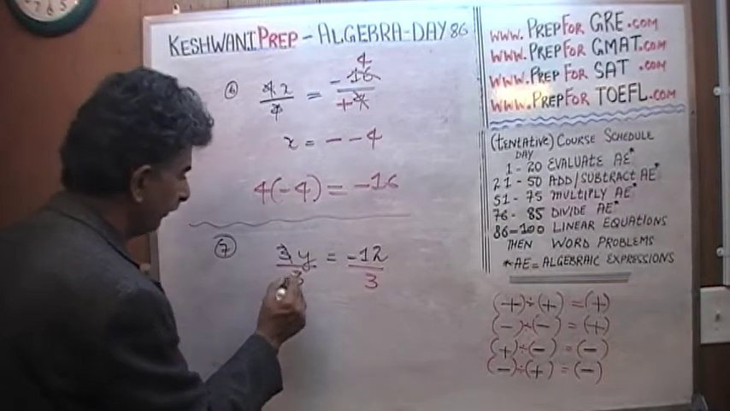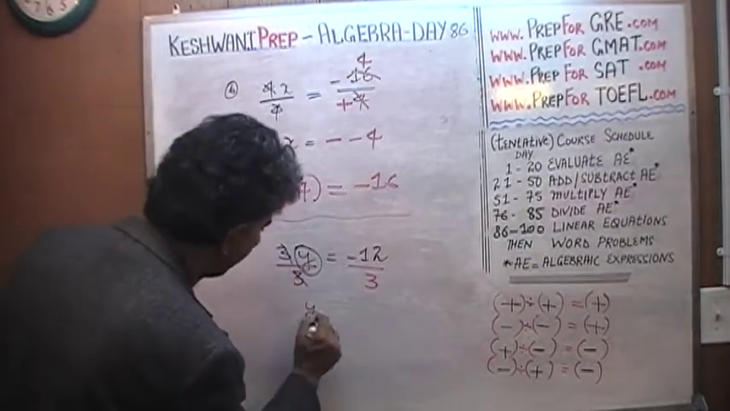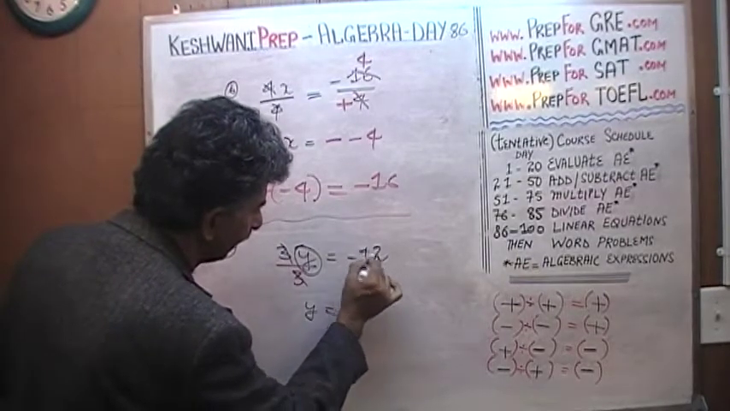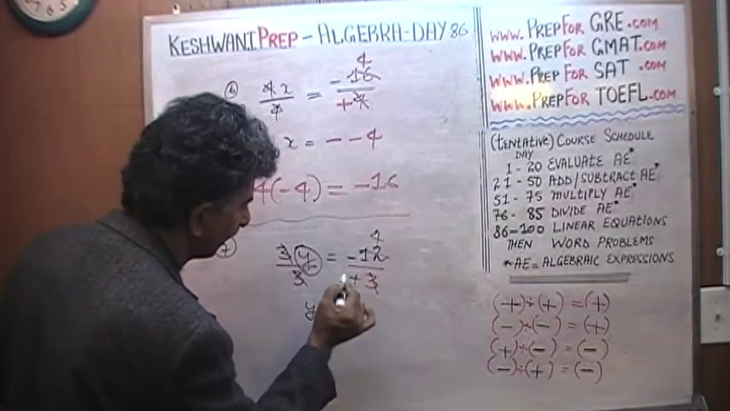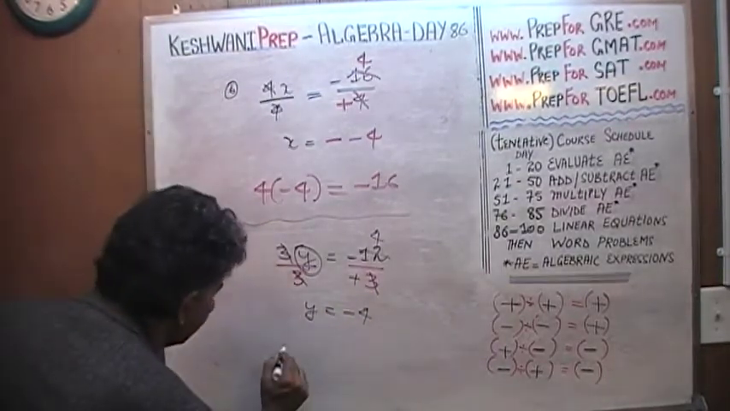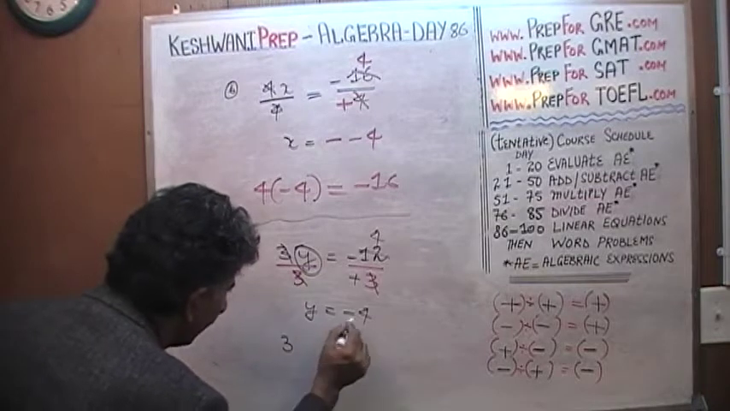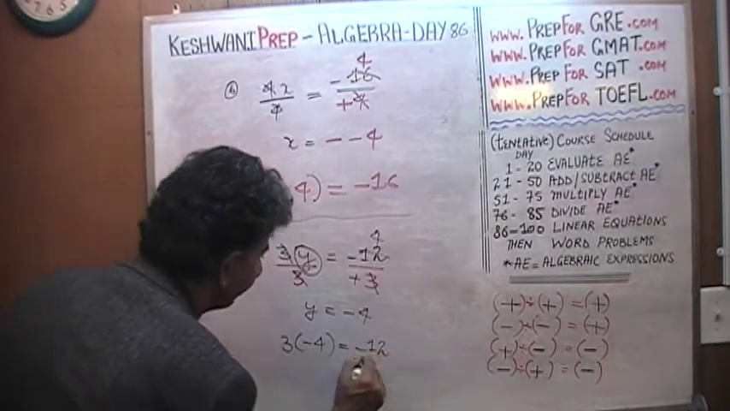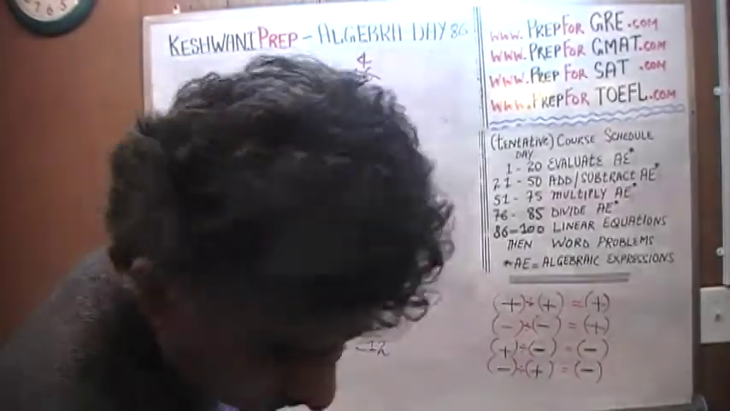So 3 is gone, and therefore we are left with y, and y equals negative 12 over 3. 12 divided by 3 is 4, and negative divided by positive is negative, so it's negative 4. Which of course we can quickly verify: 3 times negative 4 equals negative 12. Let's go to number 8.